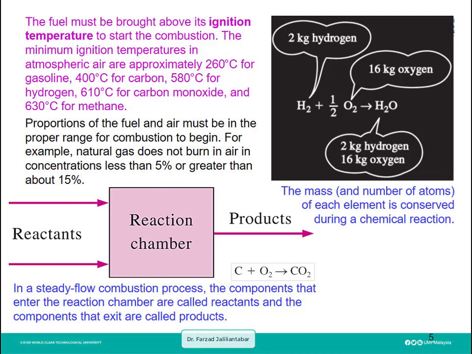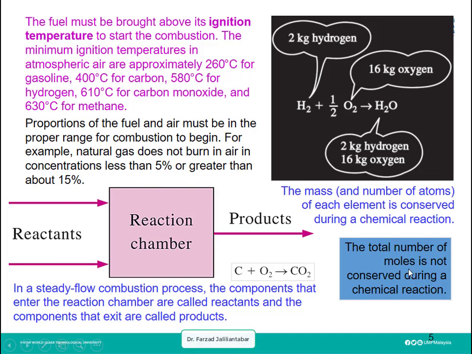And in terms of molar mass, we can also define the molar mass of hydrogen as 1, and for oxygen as 16. So again, we can compare the molar mass of the different substances, the reactants and the products. But the total number of moles is not conserved during a chemical reaction. So the moles can change, but the mass should be the same on both sides of the reaction.